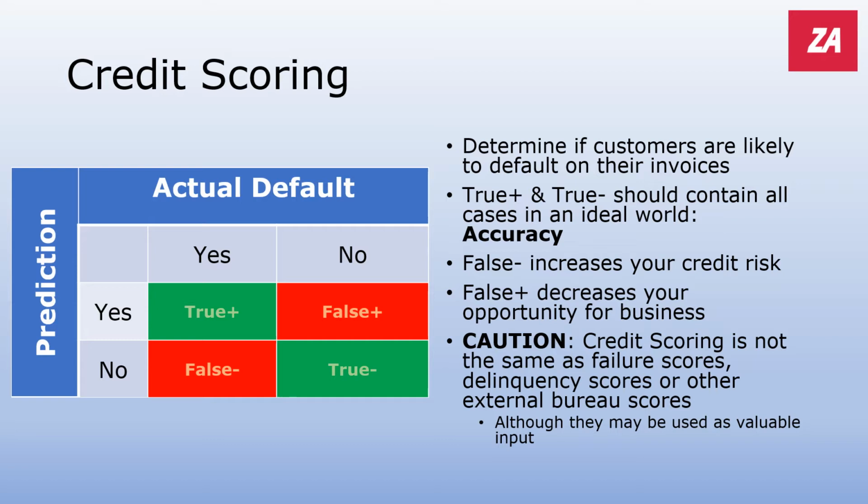There is a caution for credit scoring. This is not the same as a failure score, or delinquency score, or another risk score that you might acquire from an external bureau. Those might be useful inputs, but they are usually not focused on your experience and your market that you're working in. So using this in combination with your own data might actually give you much better insights and decrease your credit risk and improve your opportunities in the market.